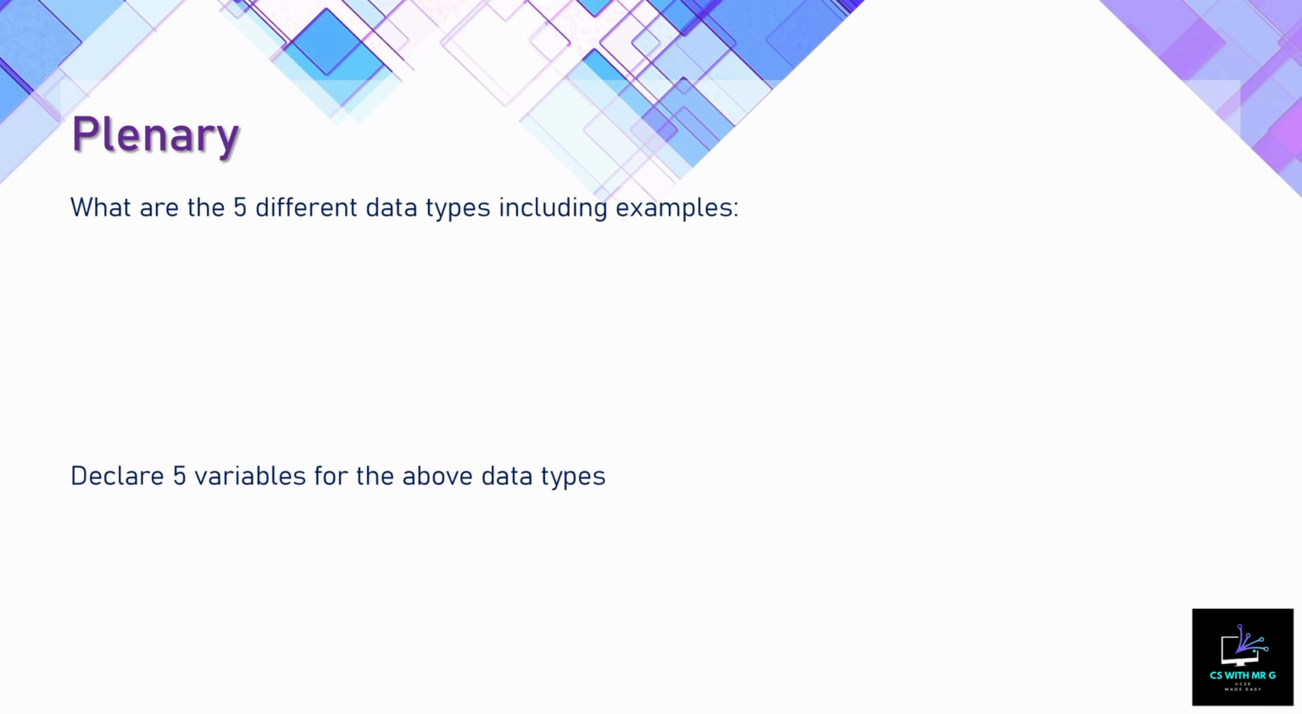So just to finish off, let's recap and go over the five different data types used within programming. And then what I want you to do is declare five variables for these data types and put some kind of data inside of them. So pause the video, give it a go yourself, and I'll go over the solution shortly.